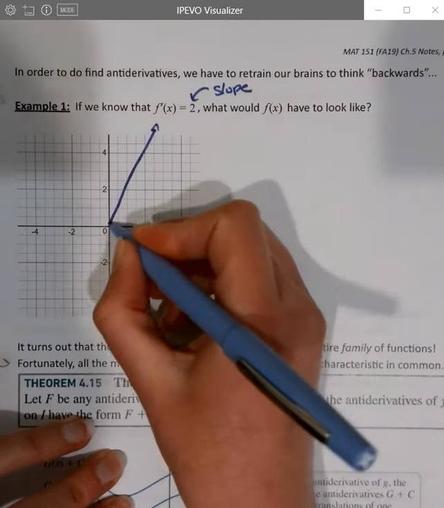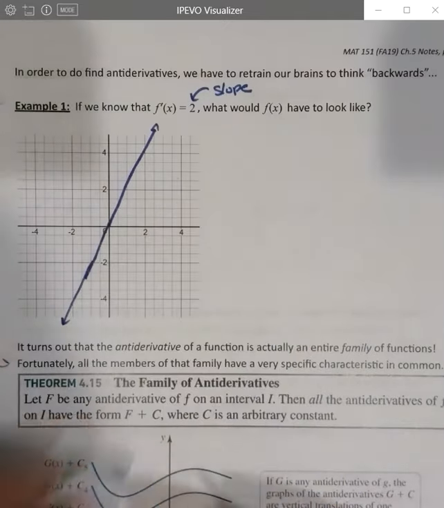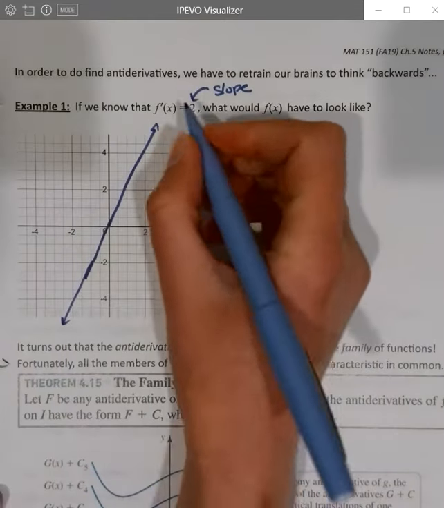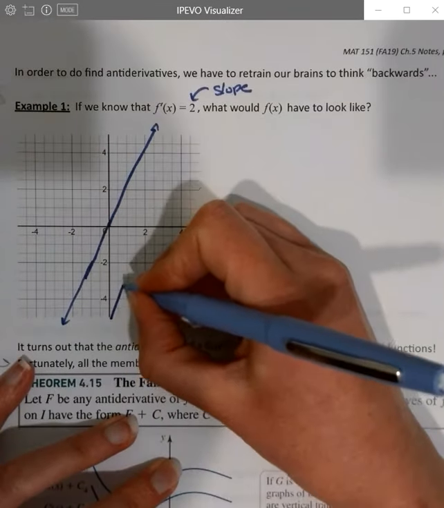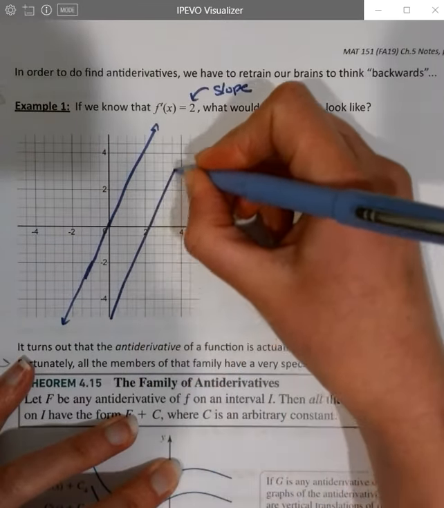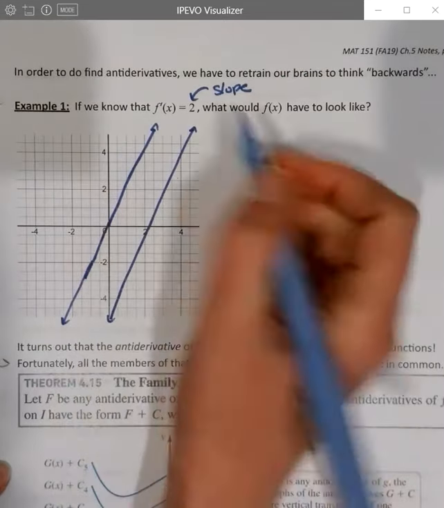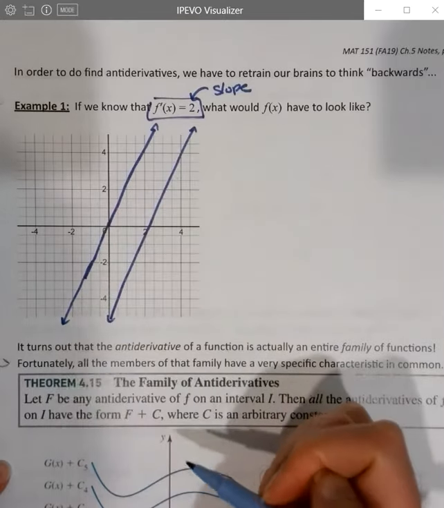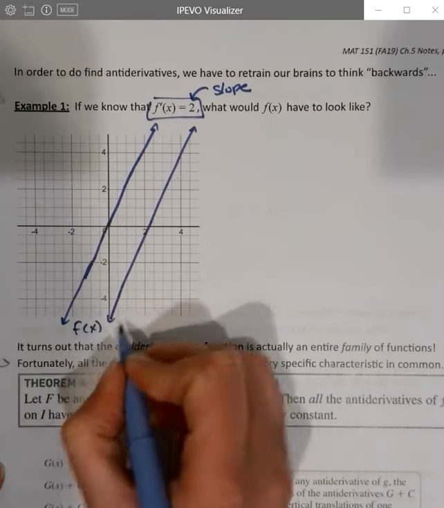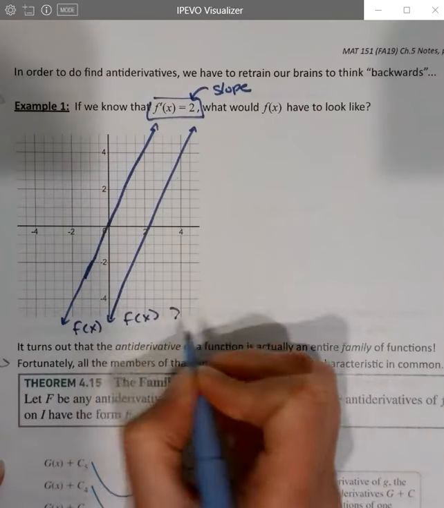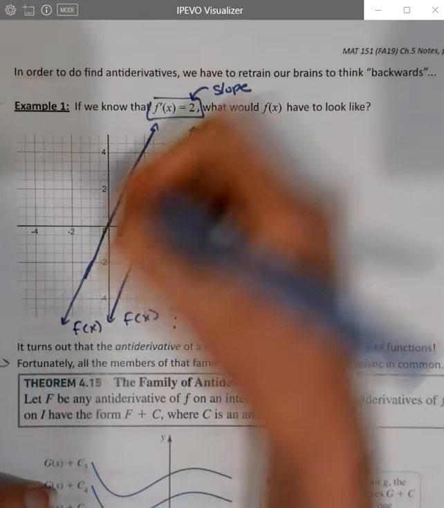This is a linear function. I'm doing a rough sketch without a ruler here, so hopefully I managed to have a slope of 2 on that. This is a line that has slope 2. But so is this. This is another line that has slope 2. So those both satisfy the original condition that the derivative is going to be 2, f prime of x equals 2. How do I know which one of these is f of x? And the short answer is that we don't. F of x is going to look like one of these two things.